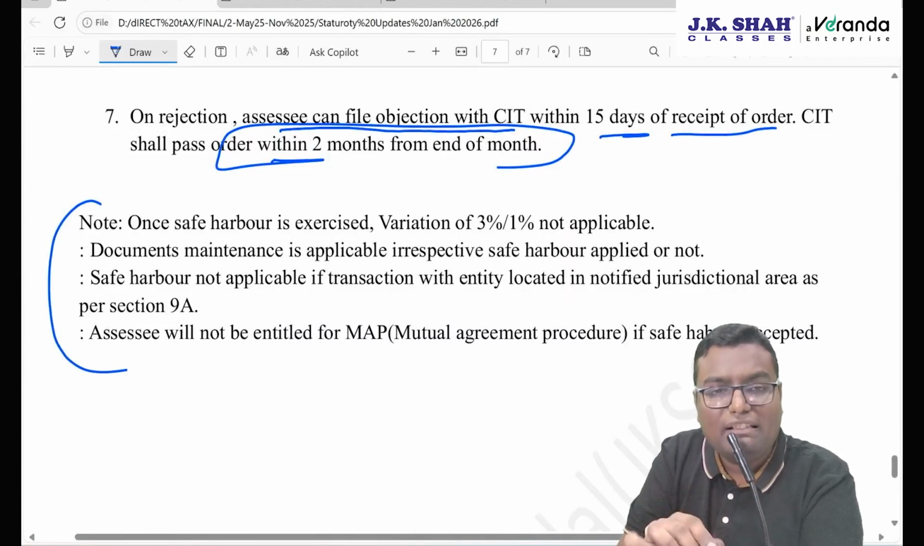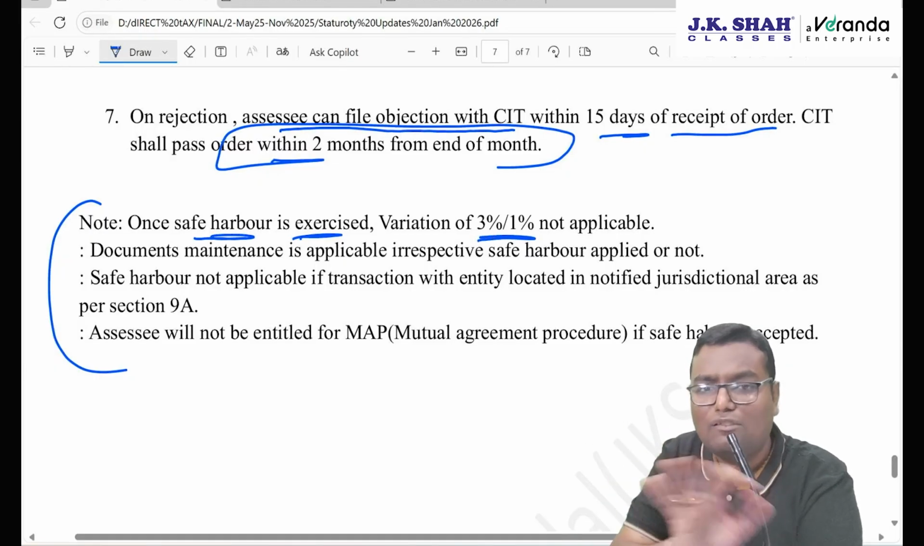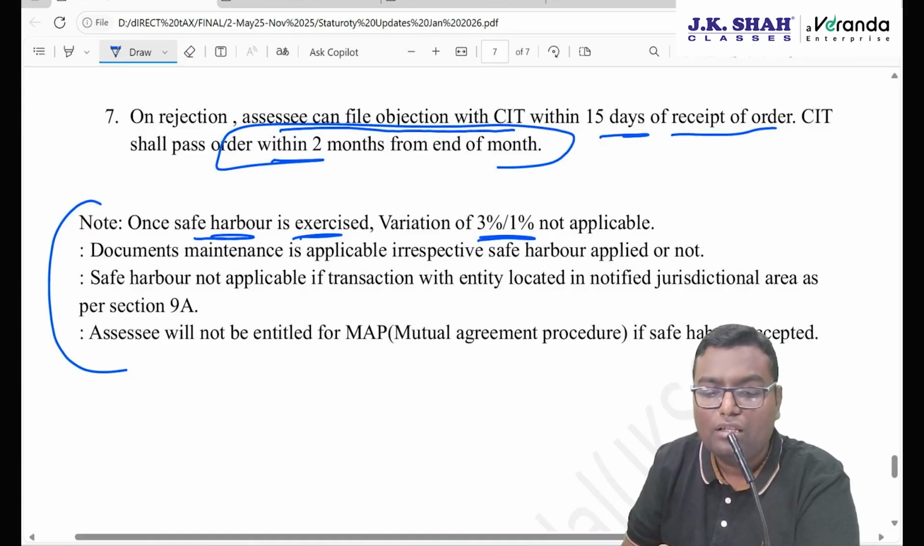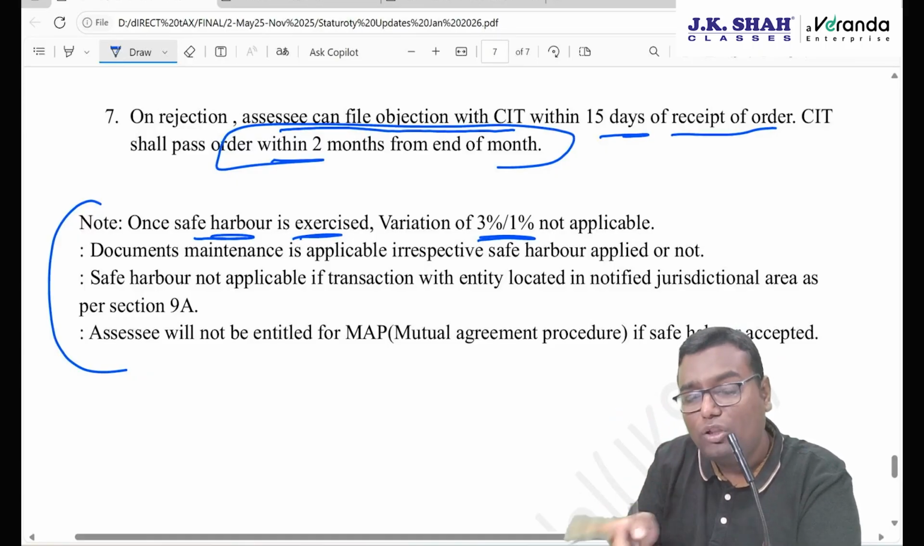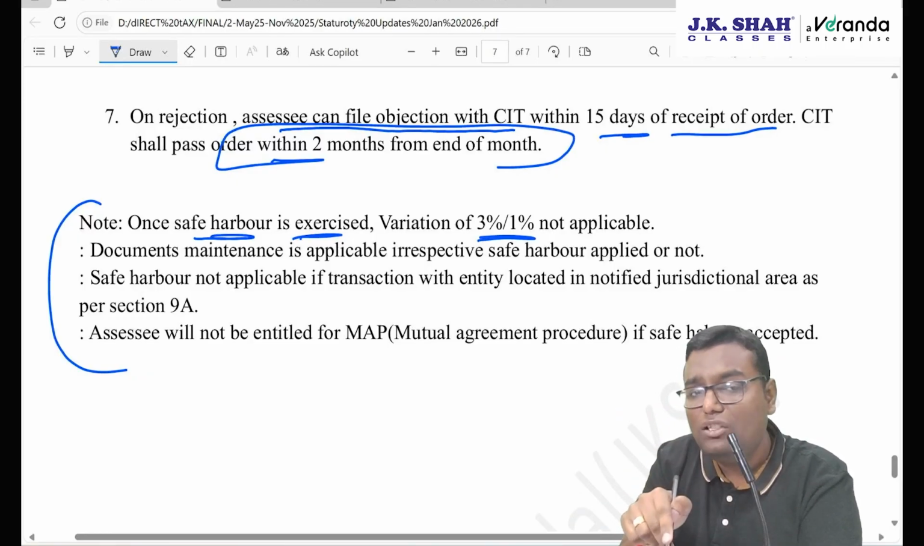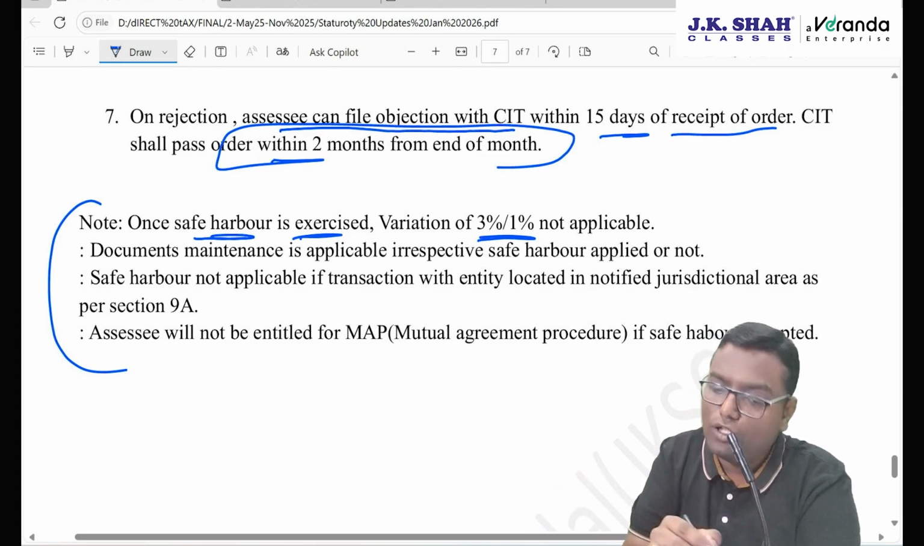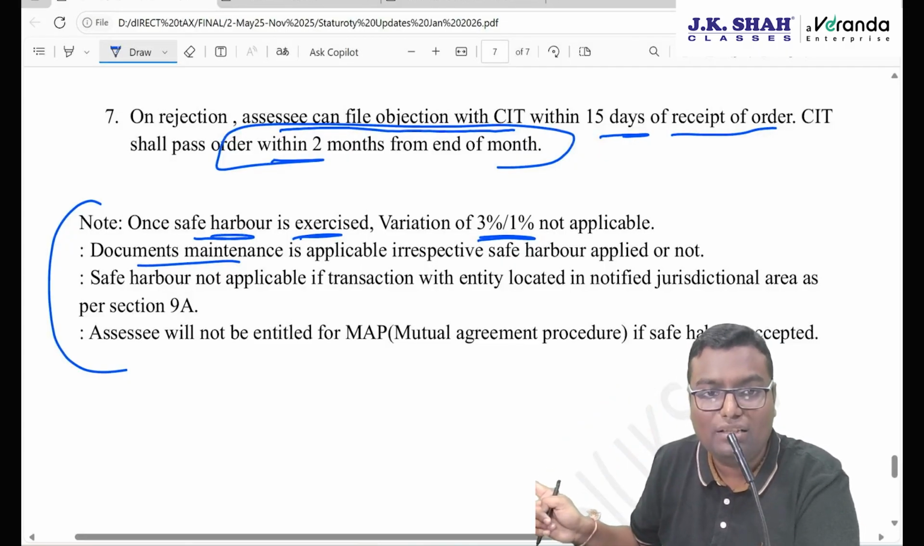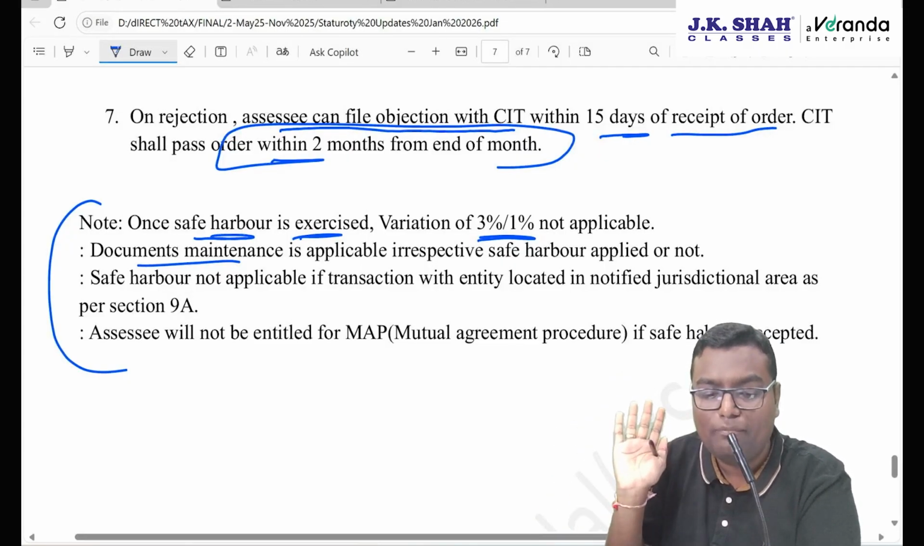Now some important things are there. Once safe harbor is exercised, that variation, that 3% or 1% variation that can be allowed, is not applicable. Compulsorily this value will be your ALP. Acha, the moment you are following the safe harbor rule, litigation will not happen. But that does not mean that you are free from all the requirements. Documentation has to be maintained as it is, as you were supposed to maintain. Documentation is as it is required.